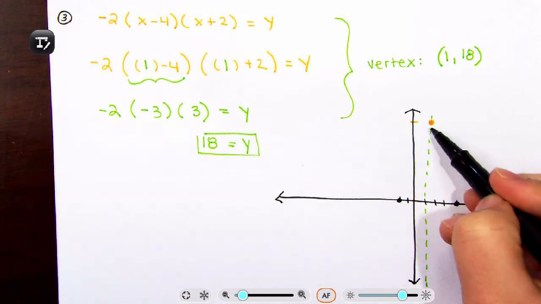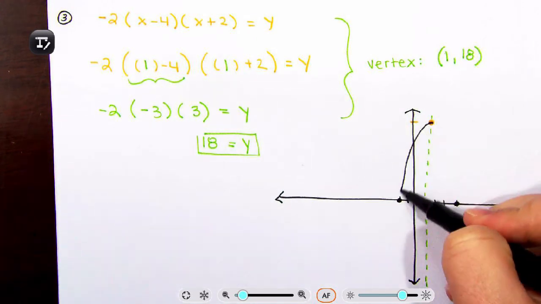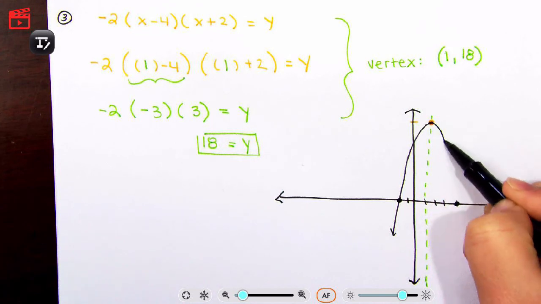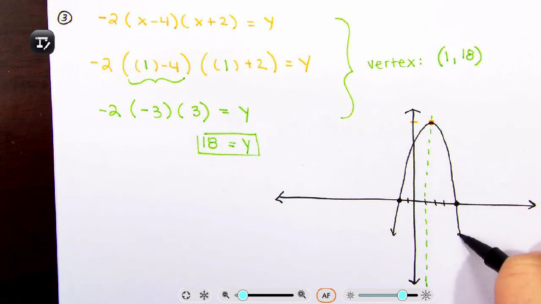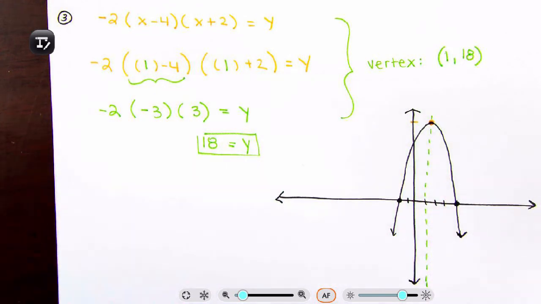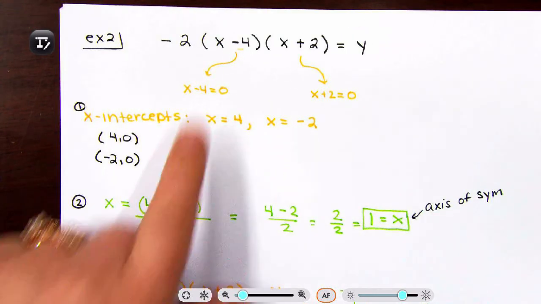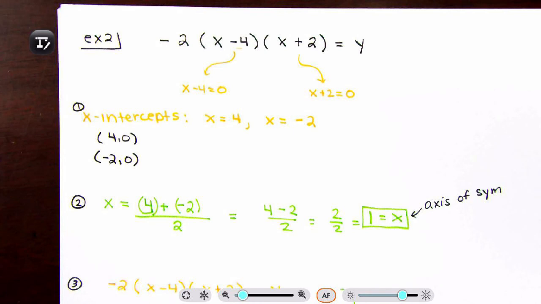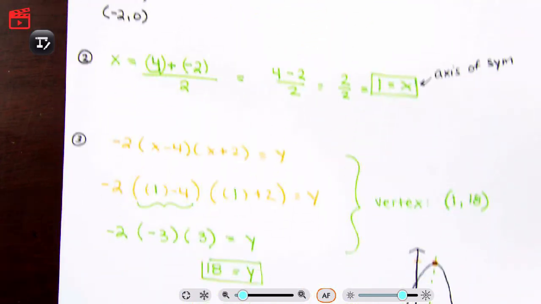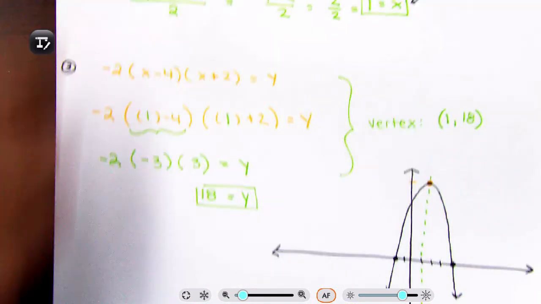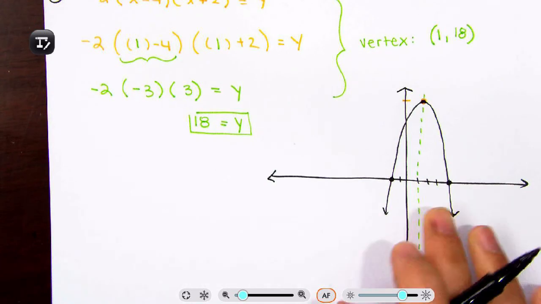So we're going to do a smooth U and connect. Now we know it's going to be facing downward because our a value was negative. So let's shift back up to our original equation. Our original a value was a negative 2, so therefore it's going to be a decreasing function, meaning our arrows are going to be going downhill. So we have something like that.